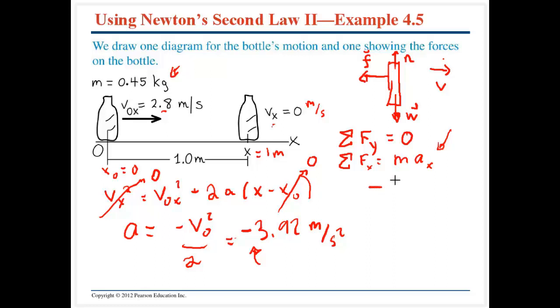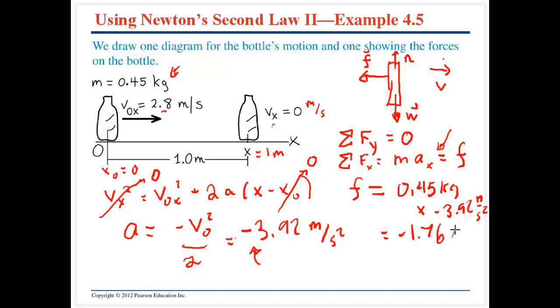So now I can say that the sum of forces, which is mass times acceleration, is equal to the force of friction. So I can write the force of friction is equal to 0.45 kilograms multiplied by negative 3.92 meters per second squared, or negative 1.76 newtons. This is the frictional force that I have in this case.